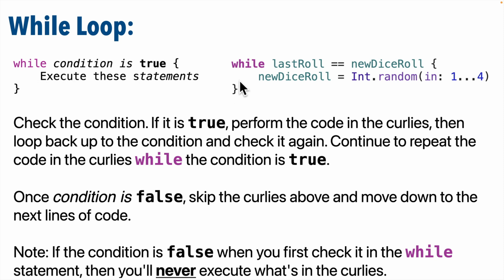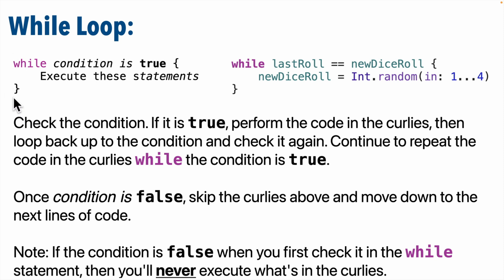In a while loop, after we execute what's in the curlies, we go back up to the while part and we check the Boolean condition again. So we loop back up to the top, hence the name loop. And if it's still true, then we repeat what's in the curlies again. And we do that over and over again, looping back through the stuff in the curlies until the condition is false. Once it's false, we fall down below the curlies and continue with our code.